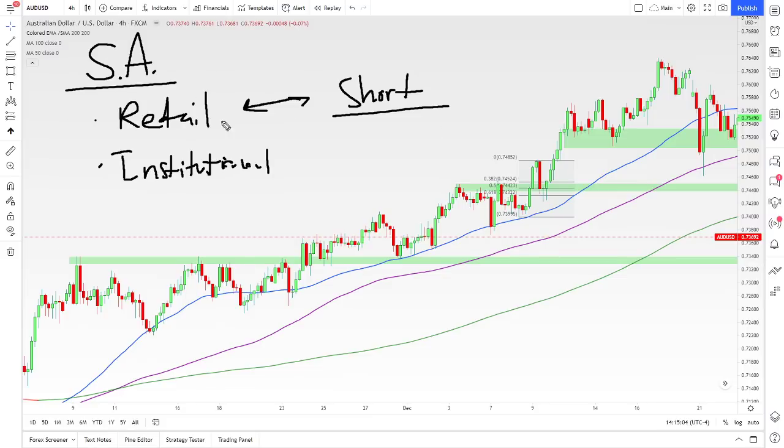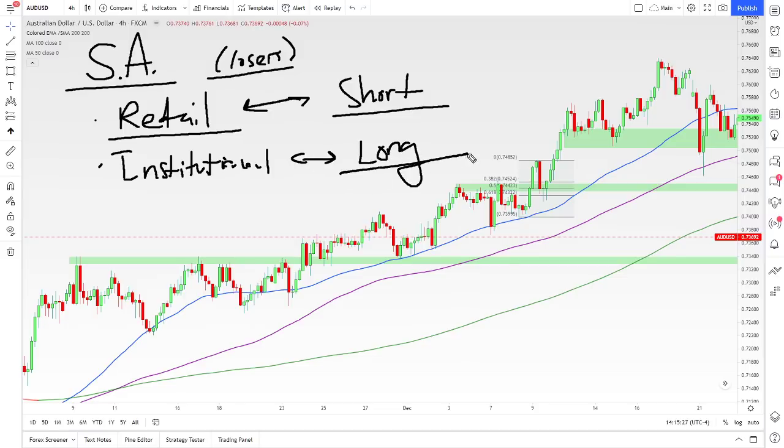If I know that the retail crowd, which by the way, remember, loses money, we could also just politely call these ones the losers, and I don't mean offense. I'm a retail trader, so most of them are losing, not all of them, but most retail traders are losing money, right? So if we know that most retail traders are shorting this market, most of them lose money, and then meanwhile we see institutional traders going long on this market, this is valuable information.